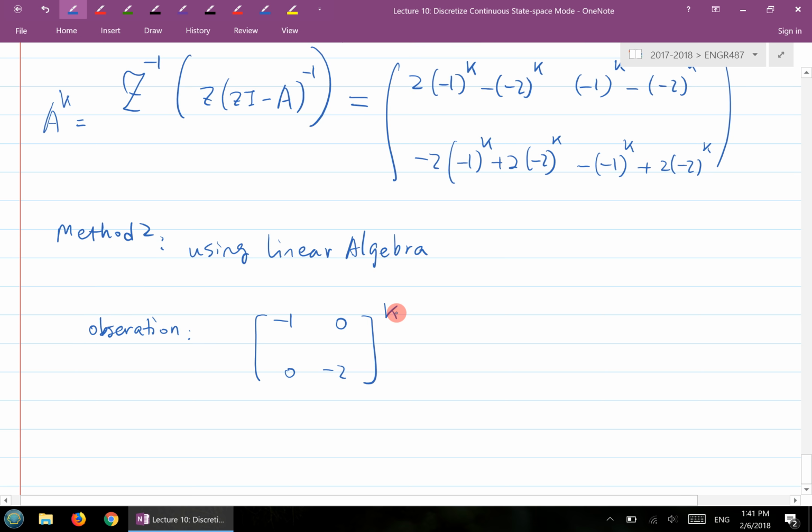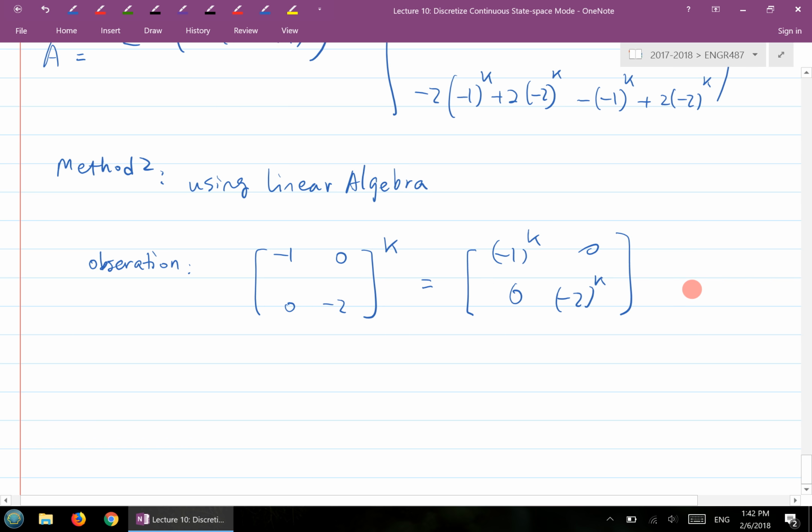What is the k-th power of this matrix? You can just do this, right? Yeah, very good. So that's very simple. When you have a diagonal matrix, its power to the power k is just simply the diagonal matrix elements to the power of k.